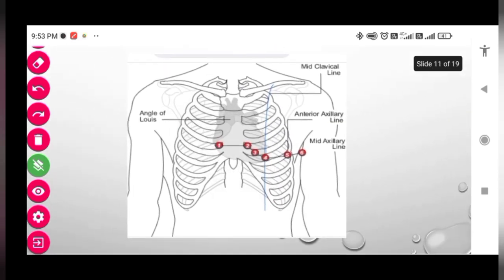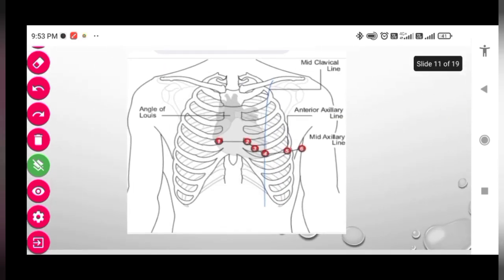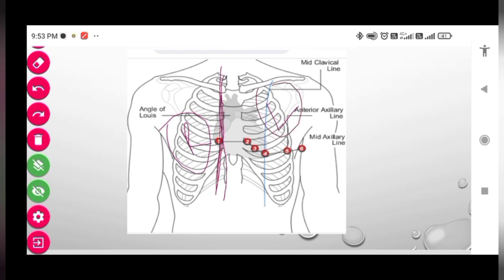Next, coming to the unipolar chest leads. Unipolar chest leads are 6 in number, as you can see here, 1, 2, 3, 4, 5, 6. So what are the positions? We will represent them as V1 to V6. These are the precordial leads. V1 is placed along the sternal line. This is the right side of the chest, and this is the left side of the chest. So at the right sternal line, in the fourth intercostal space, we place lead V1.